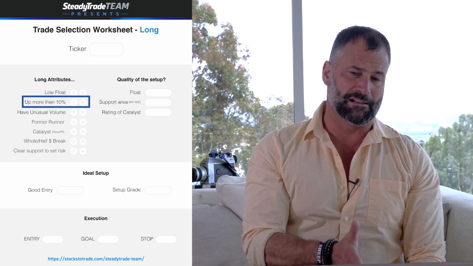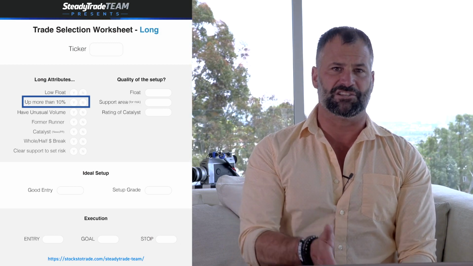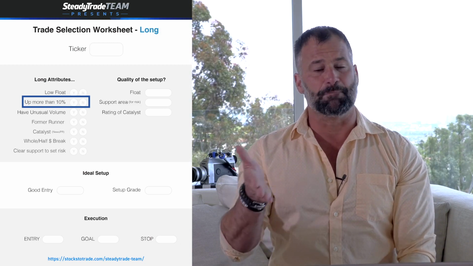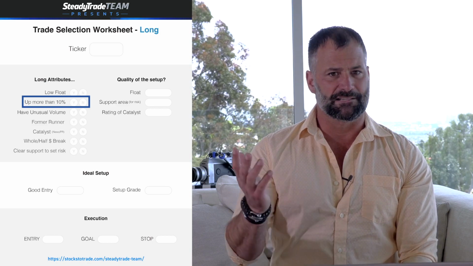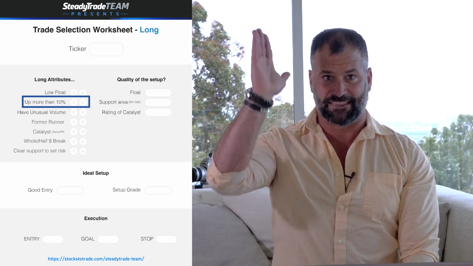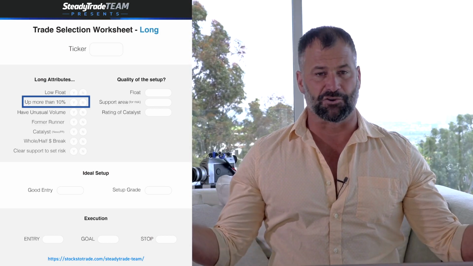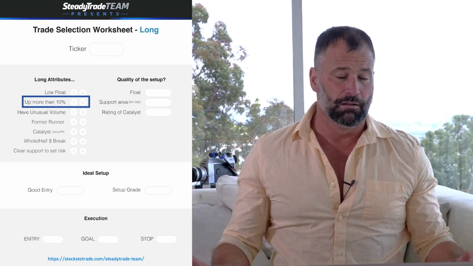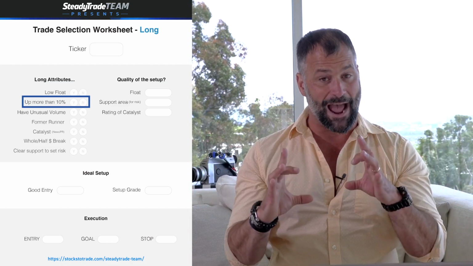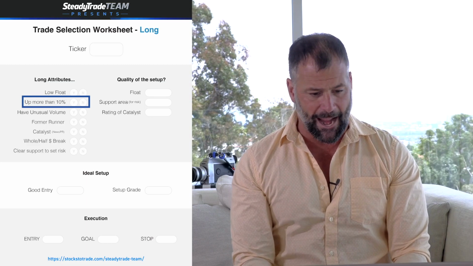Because remember, one of the biggest things we're trying to do with these sheets is get you the minimum number of watches. I mean, listen, you can run a scan and have 1,000 stocks, but you can't research them all, much less trade them all. So we're trying to winnow down to the best opportunity of the day.